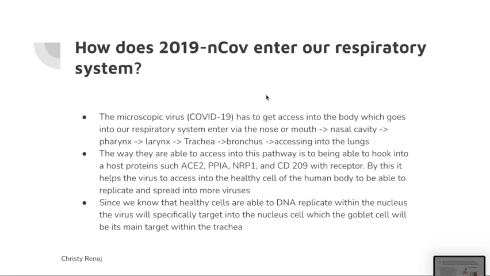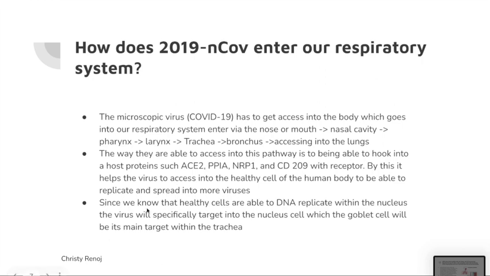The way they are able to access this pathway is by hooking into host proteins such as ACE2, PPIA, RP1, and CD209 with receptors. The receptor most focused on here is ACE2. This helps the virus access the healthy cells of the human body to be able to replicate and spread into more viruses.